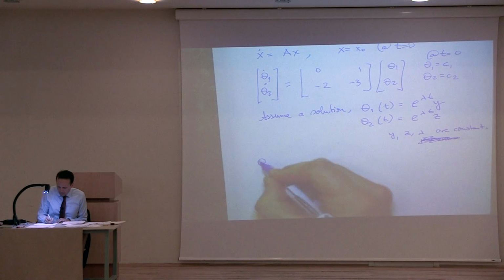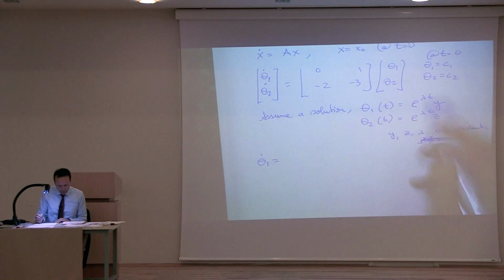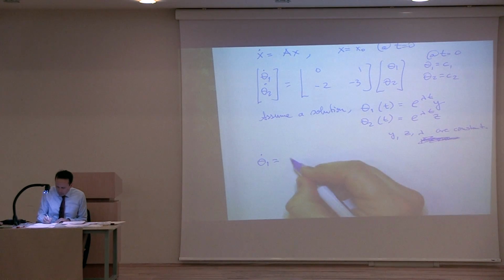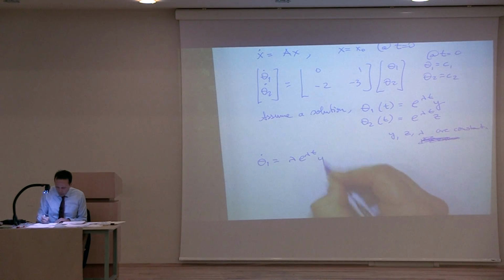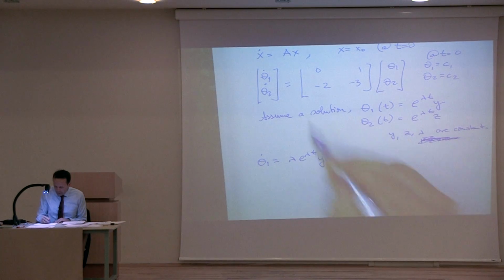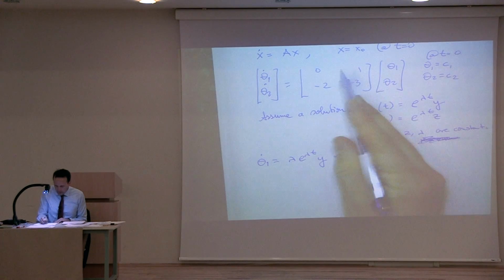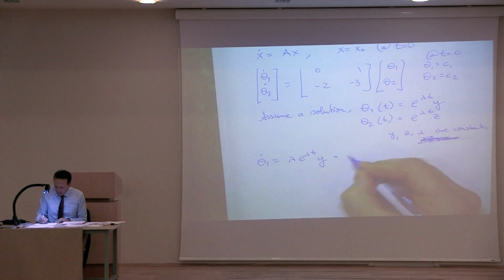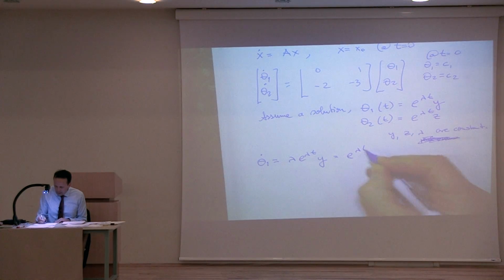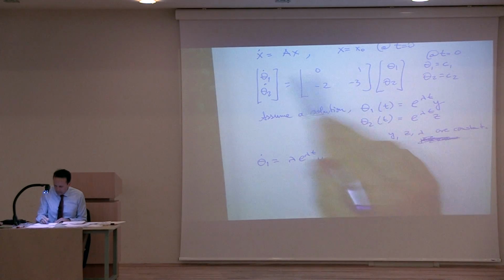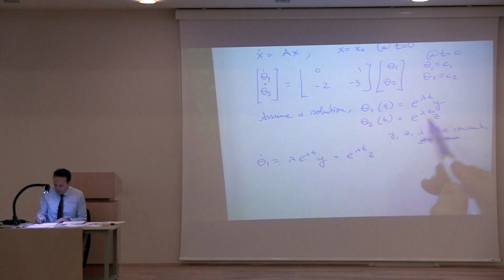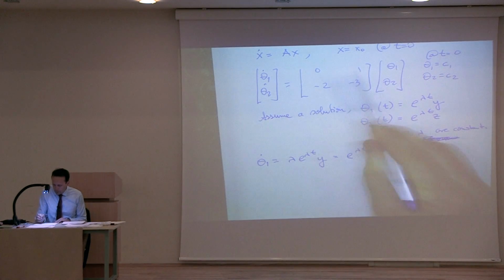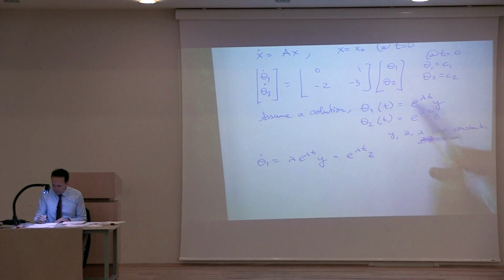So first one, theta 1 dot will be the derivative of this thing. So the derivative of that will be lambda e to the power lambda t times y, right? This is the derivative of theta 1, and it is equal to theta 2. What is theta 2? It is equal to e to the power lambda t times z, right? This is the first equation. Theta 1 dot is the derivative of this one.